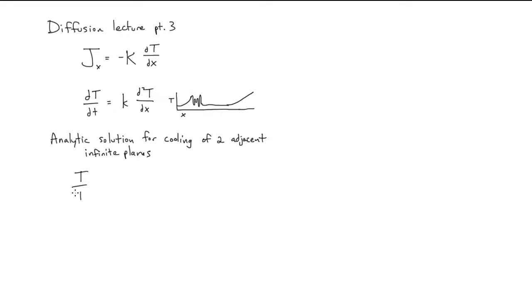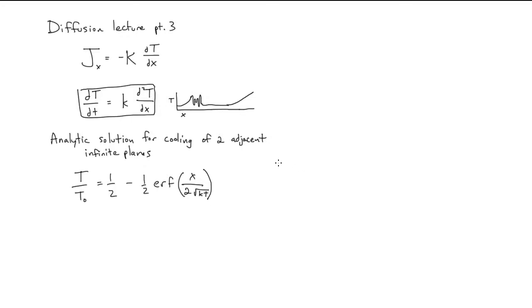T, the temperature over T naught, and we'll define that in a second, is 1/2 minus 1/2 times the same term we've seen before. Any solution to this transient heat flow equation is going to have this error function of x over 2 square root of diffusivity times time.